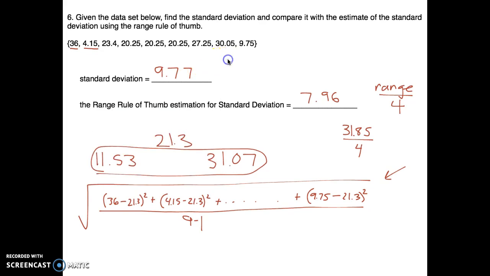So let's go through and see which numbers are between those numbers. So we have the 23.4. We've got this 20.25. So as we can see, a majority of the numbers are between that one standard deviation.